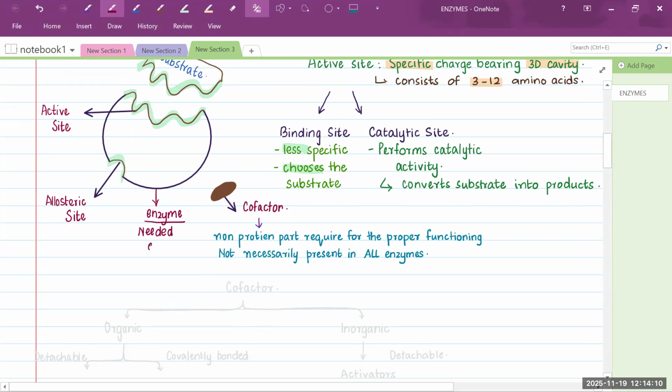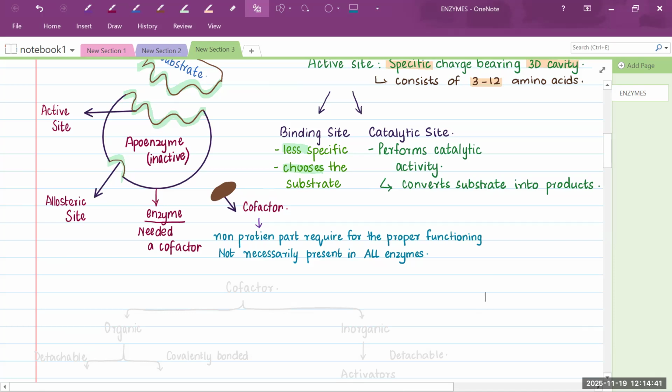This one needed a cofactor, and without the cofactor, what is it known as? It is known as an apoenzyme. I'm writing it down here. It is known as apoenzyme, which is basically an inactive type of enzyme. Without the cofactor, it is inactive because it needed a cofactor. If this enzyme did not need a cofactor, it would not be known as an inactive enzyme, right?